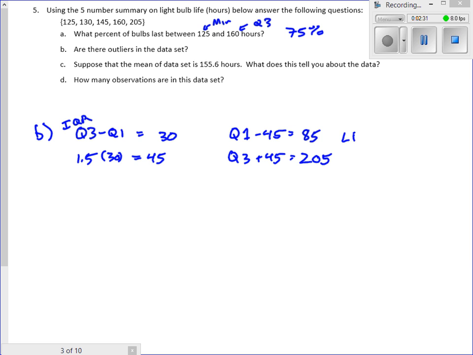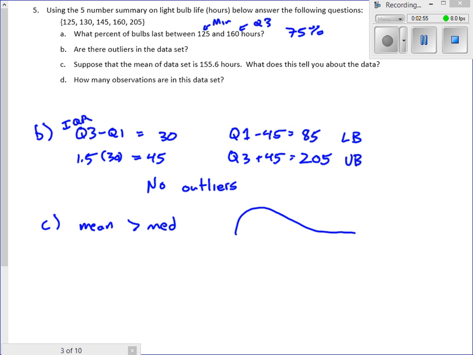So there's nothing below that, and although 205 is right there with it, it is not above it, so there are no outliers. Even though the bound is the maximum, it's not beyond the upper bound, so no outliers. C, the mean, it looks like is above the median. Just like we saw before, what's going to pull the mean up? For the mean to get pulled up, we need a skewed right data set. It tells us the data set is skewed right.